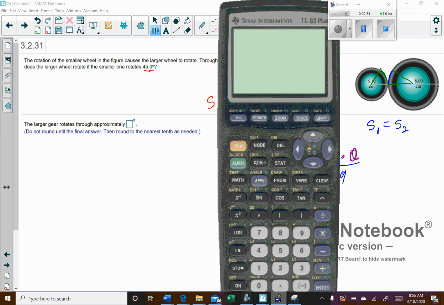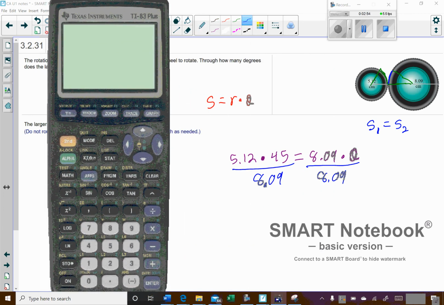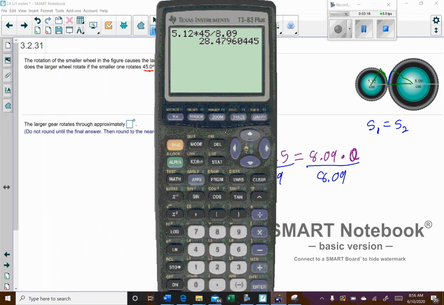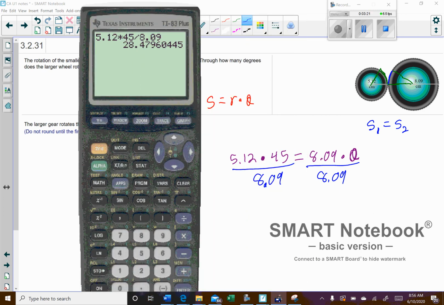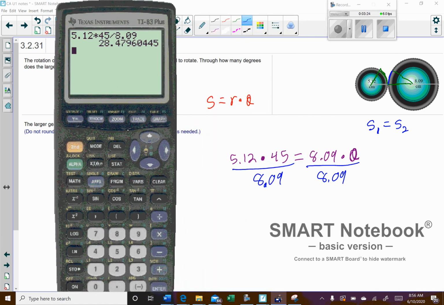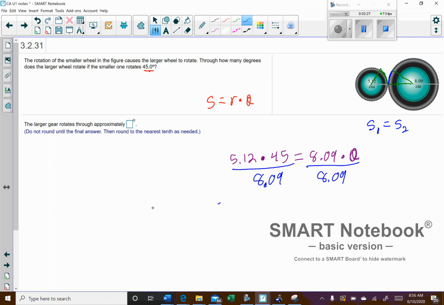So let me grab my calculator. All right, so 5.12 times 45, and then we're going to divide that by 8.09. And we get 28.479. Let's see, what does it say? To the nearest tenth. Okay, so we just have to round to one decimal place. That's going to round us to 28.5. So it's going to be 28.5 degrees.